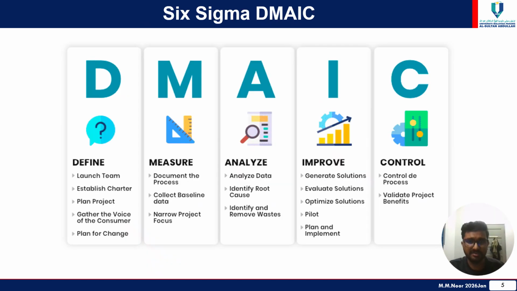Moving on is Six Sigma DMAIC. DMAIC is specifically used to improve existing processes that are not meeting performance expectations. It is especially used when defects are present but the root cause is not clearly understood.